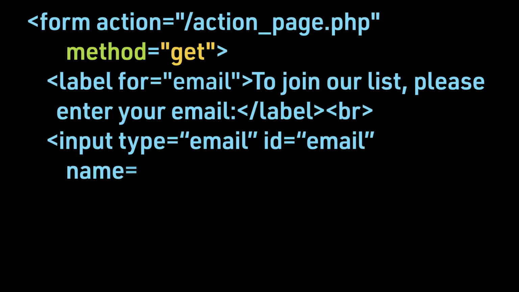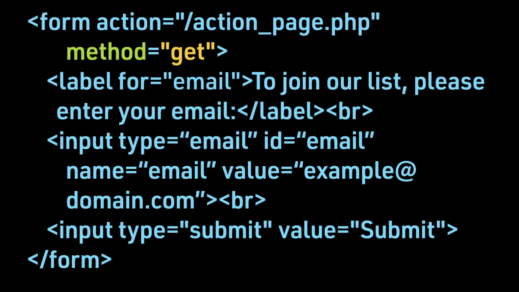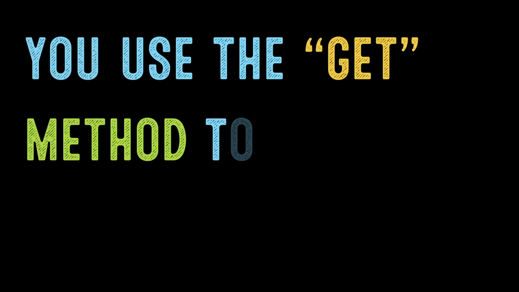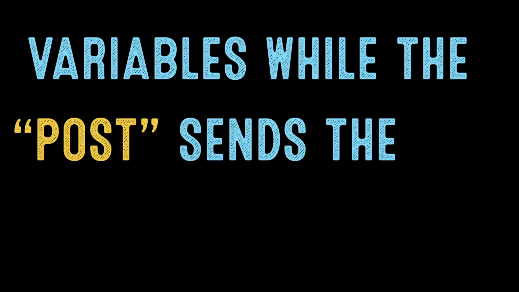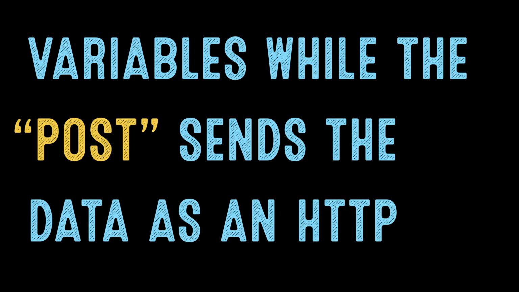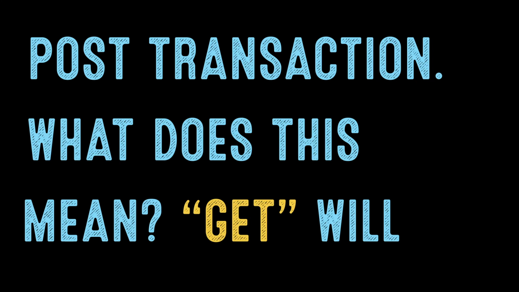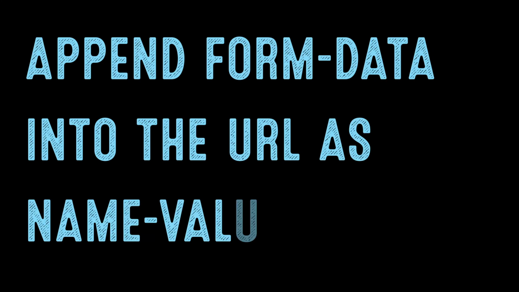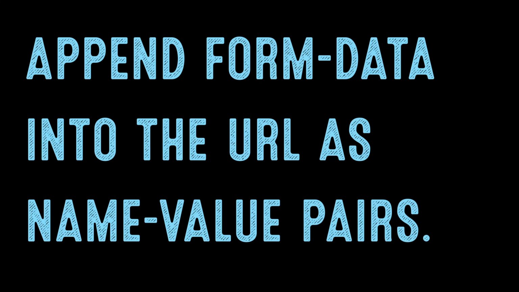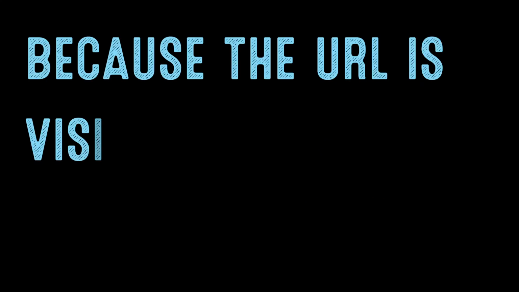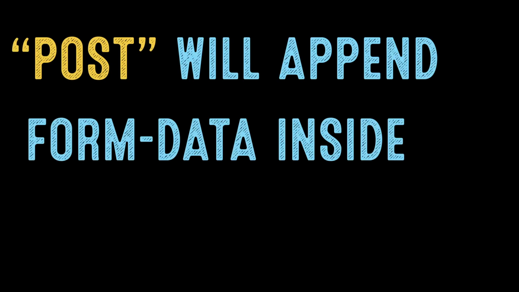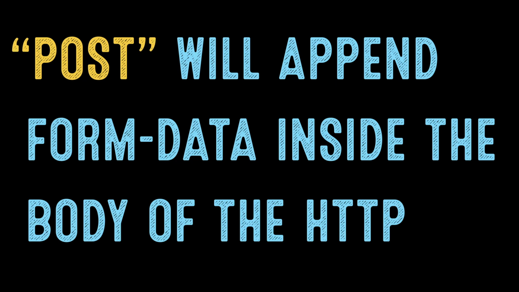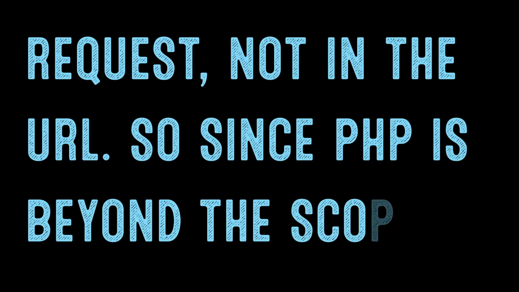The method attribute can have a value of get or post. You use the get method to send form data as URL variables, while the post sends the data as an HTTP post transaction. What does this mean? Get will append form data into the URL as name and value pairs. Because the URL is visible, it is never for secure data. Post will append the form data inside the body of the HTTP request, not in the URL.